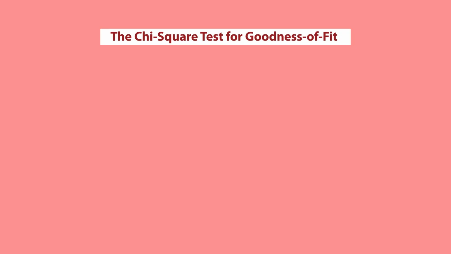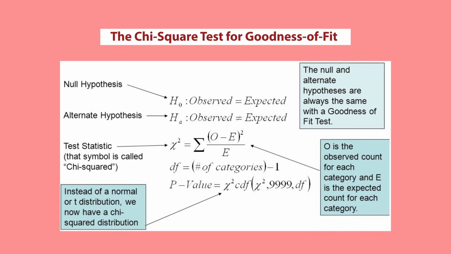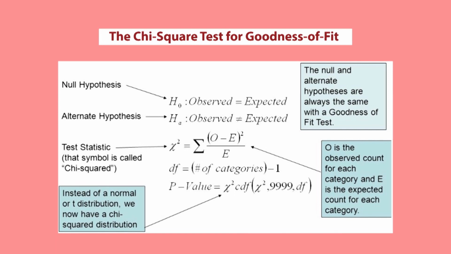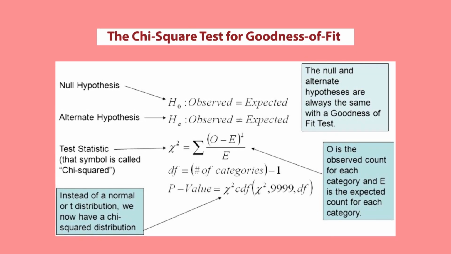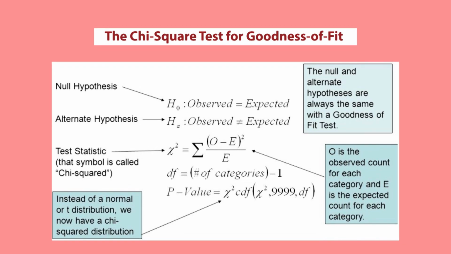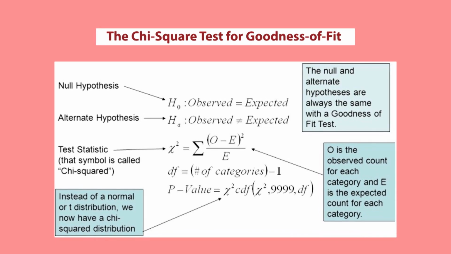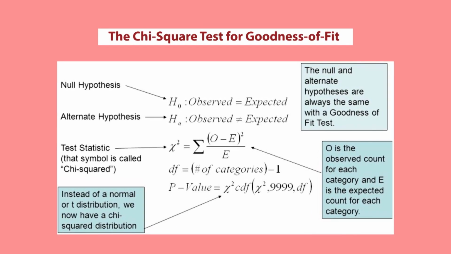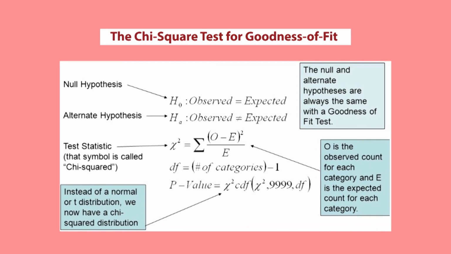So for the chi-square goodness of fit, H0 is the null hypothesis, the expected, and the alternate hypothesis is HA. The test statistic is chi-square equals sigma of (O minus E) squared upon E, with degrees of freedom equal to the number of categories minus 1, and the p-value is from chi-square. So instead of a normal or t distribution, we now have a chi-square distribution. The null and alternate hypotheses are always the same with a goodness of fit test, where O is the observed count for each category and E is the expected count for each category.